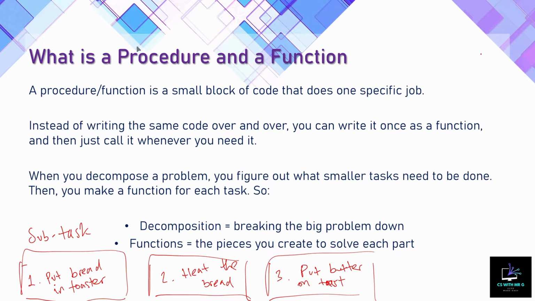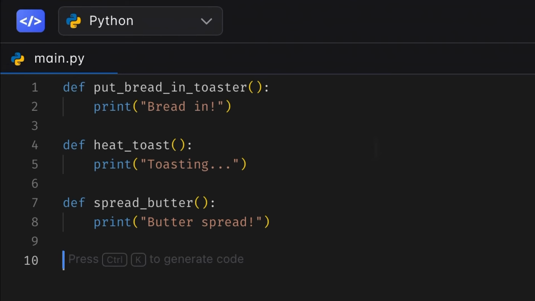We'll head straight into Python. And here you can see I have created three functions using the word def, which is short for define. And what this does is it creates a mini program within the main program using the name you can see here. So def put bread in toaster means we have a function called put bread in toaster. And what happens inside this code is that we print out the line bread in. This is just a completely simple example.